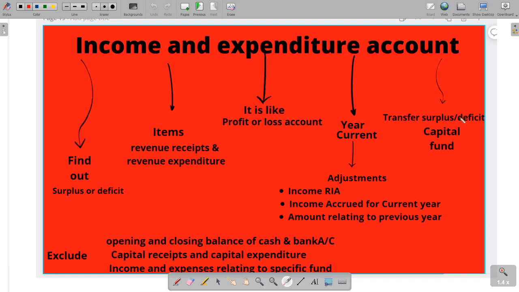Next, transfer the surplus or deficit. Where do you transfer? To the capital fund. Where will this capital fund appear? It will appear in the balance sheet. If it is a surplus, you add; if it is a deficit, you subtract. Okay, what are you going to exclude? Opening and closing balance of cash and bank account, capital receipts, capital expenditure, income and expense relating to specific funds. What are we going to do with all these? We are going to omit them.